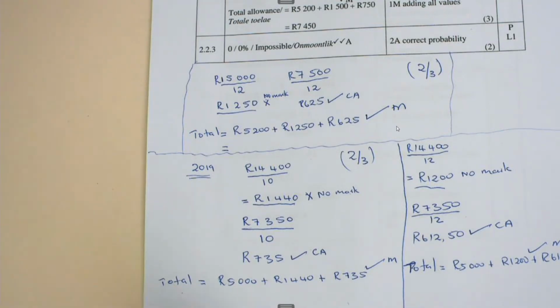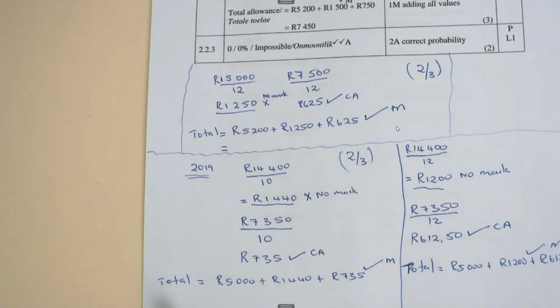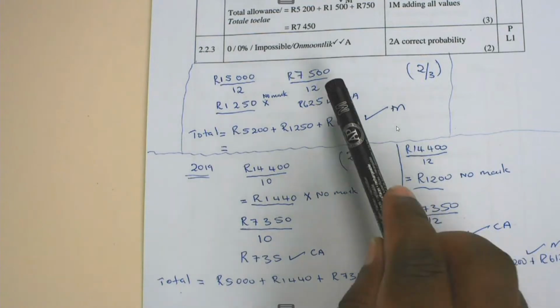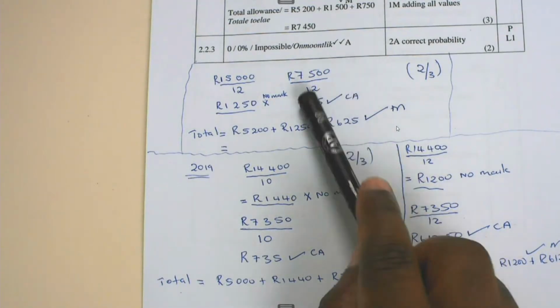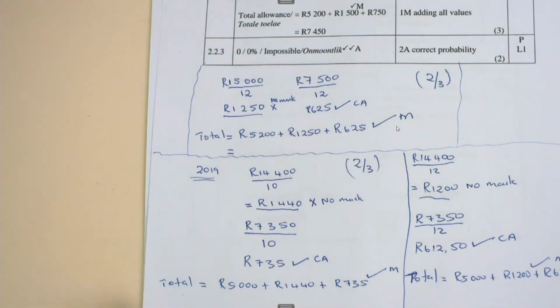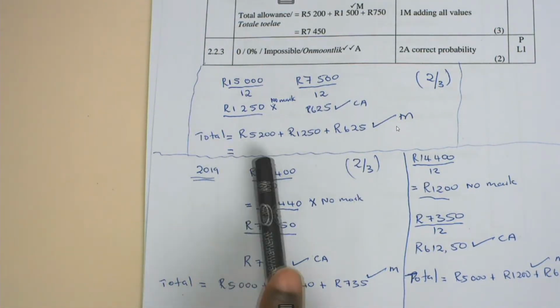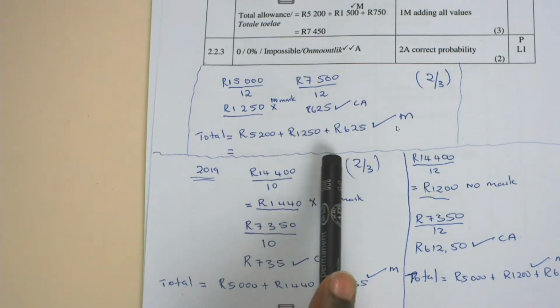15,000 divided by 12. Then the learner will get 1,250. And then the learner goes on to divide the correct travel allowance, 7,500 by 12, and the learner will get 625. And then the learner will go on and say 5,200 plus 1,250 plus 625.